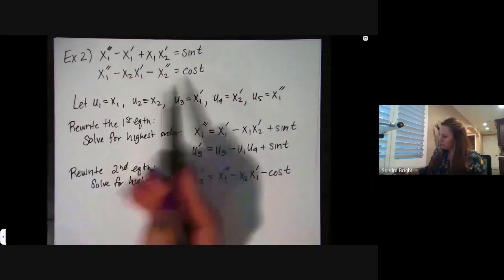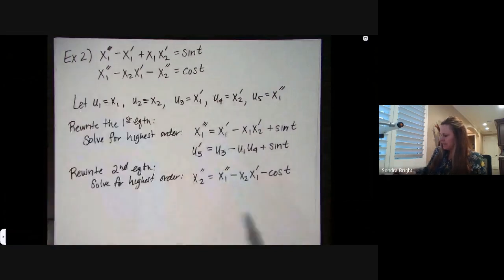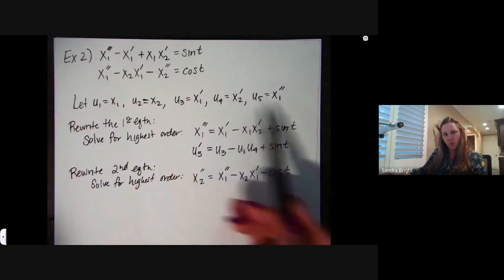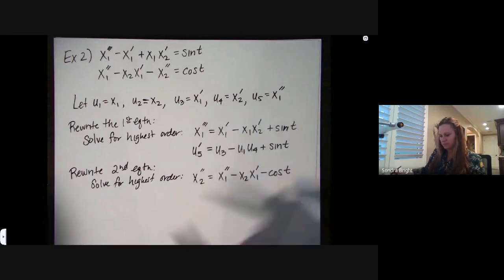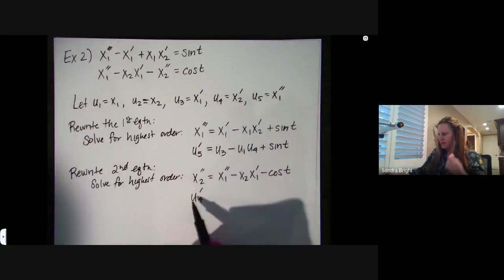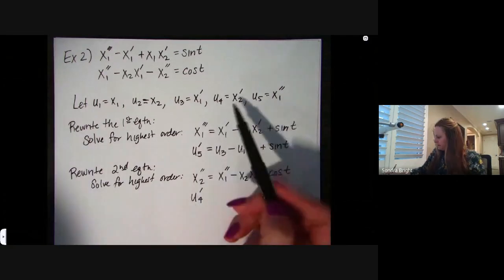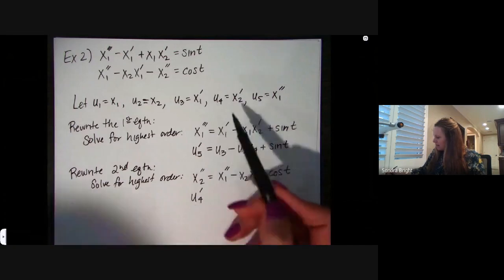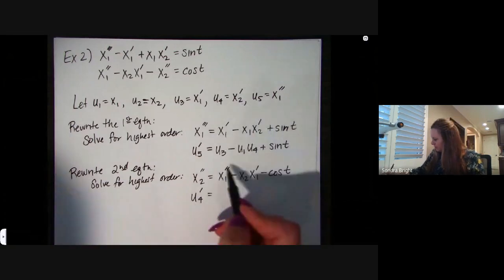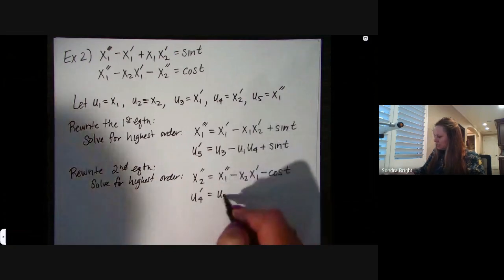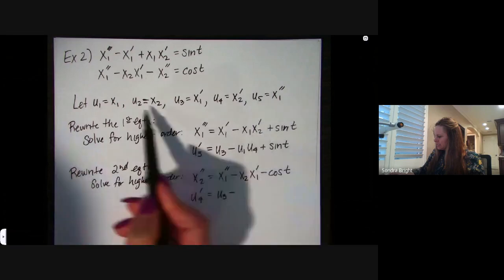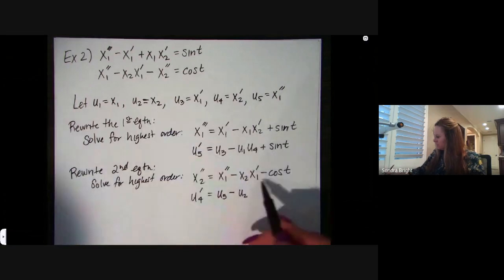And then you do these substitutions, right? Well, I need the second derivative on x2. I don't have it, but that's because I'm going to just say it's the first derivative on u4, because the derivative of the first derivative would give you the second derivative. The second derivative on x1 we said was u5, minus x2, we said is u2, x1 prime, we said is u3, and then minus the cosine of t.